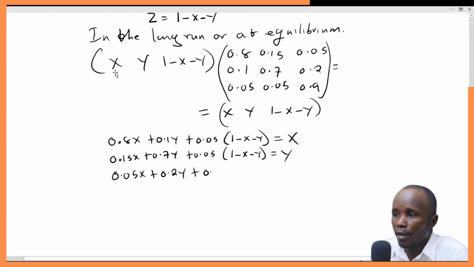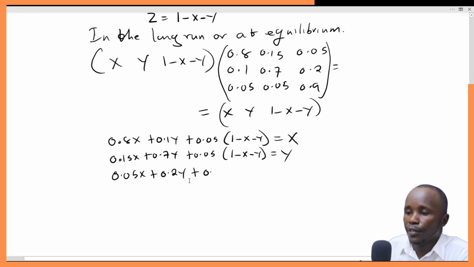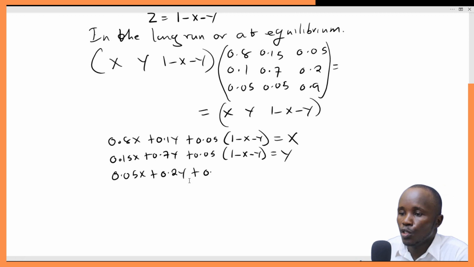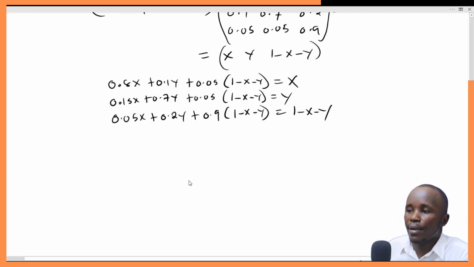The third column, we are saying x times 0.05, 0.05x. Y times 0.2, it gives me 0.2y. And finally, I have 0.9 into 1 minus x minus y. It should give me what? 1 minus x minus y. Good. Let's open the bracket and simplify.